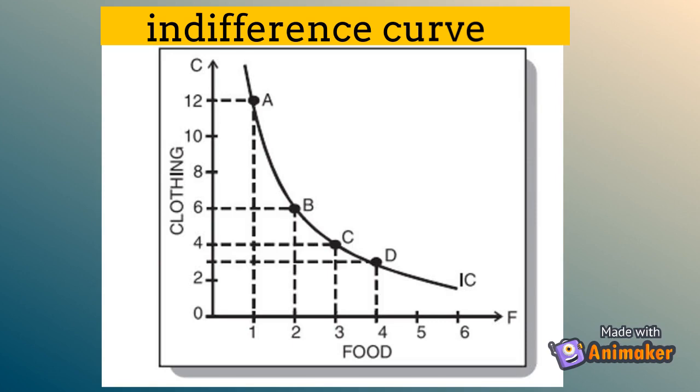1. Indifference curves slope downward to the right. 2. Every indifference curve to the right represents a higher level of satisfaction. 3. Indifference curves cannot intersect each other. 4. Indifference curve will not touch the axis. 5. Indifference curves are convex to the origin.